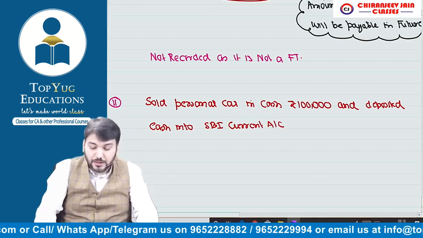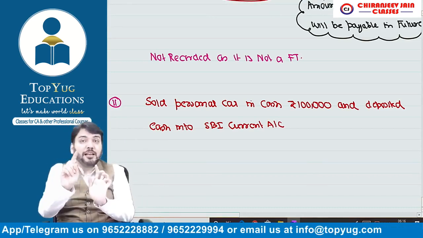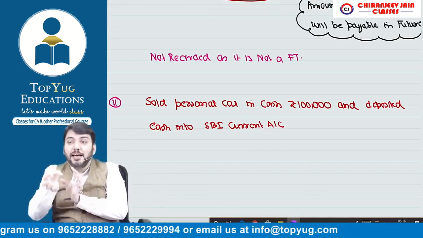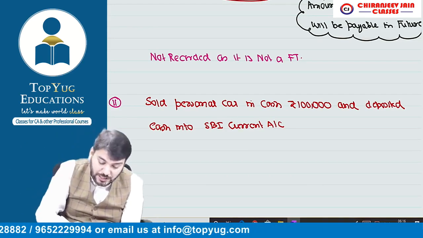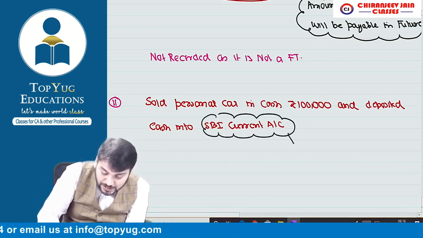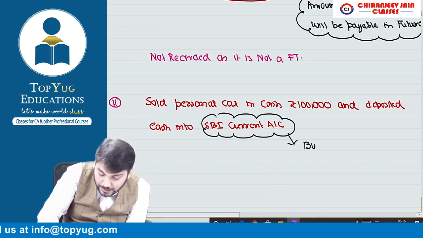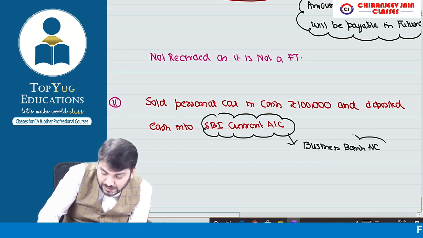Current account. Listen, very thing. They have sold a personal car in 1 lakh and they got 1 lakh cash. And that cash is deposited in current account of State Bank of India. When I am saying current account, it is always business bank account. Correct now? Is always business bank account.